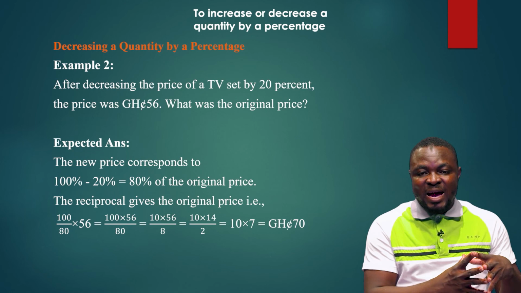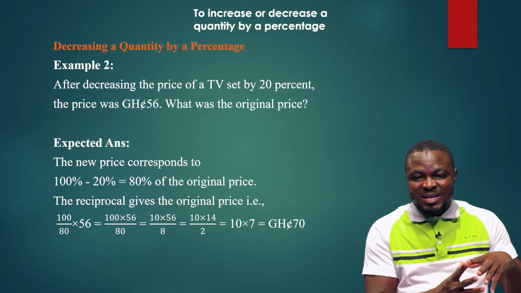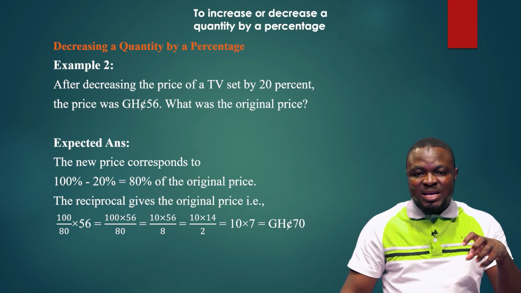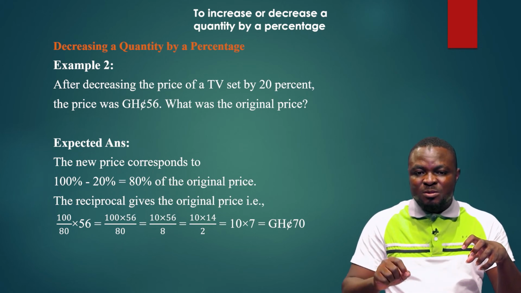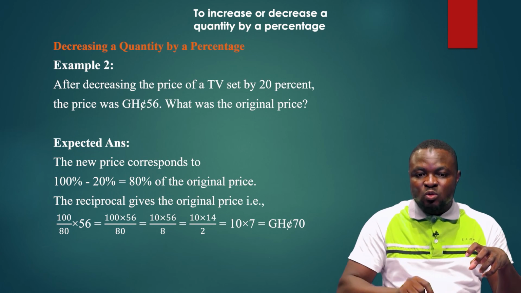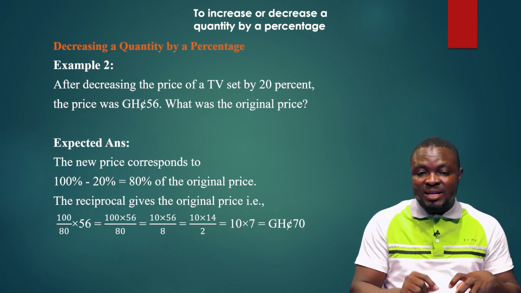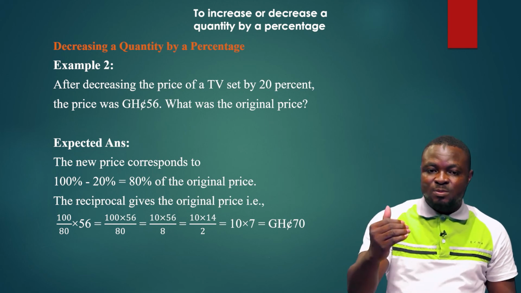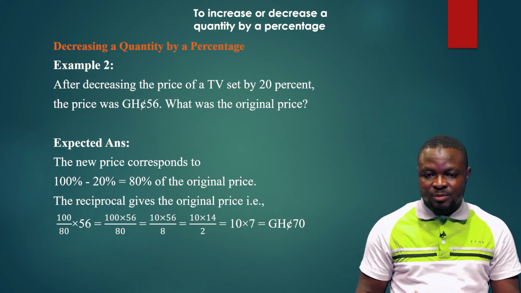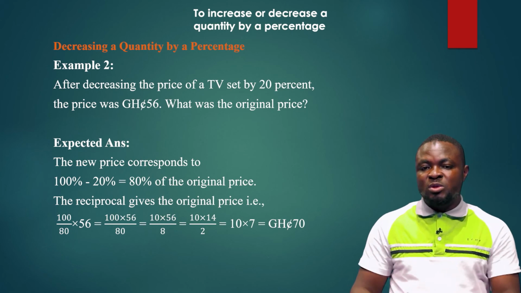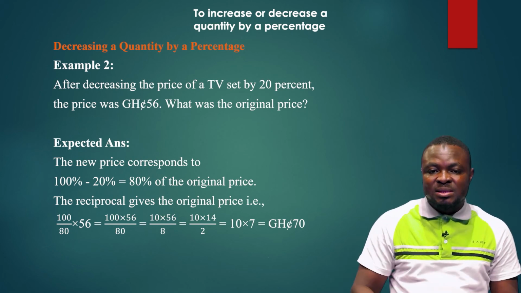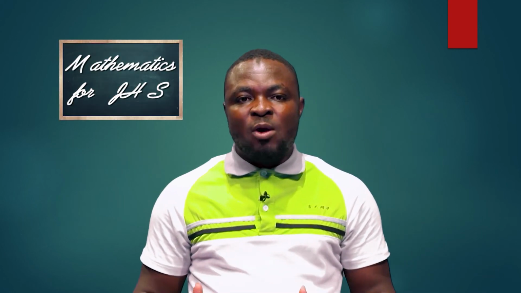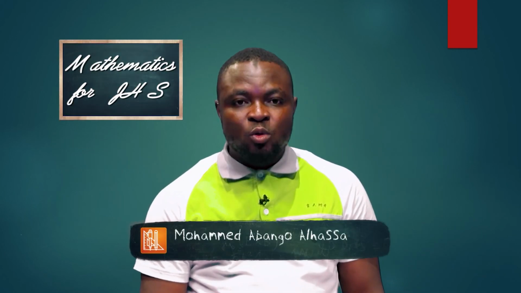If you have an original price that is higher than the current price, and the current price has reduced by 20%, what it means is that the current price will correspond to 100% minus 20%, which is 80%. To express this, you have 80 over 100, right? So this corresponds with the current price. To get the original price, you reciprocate it to get 100 divided by 80.